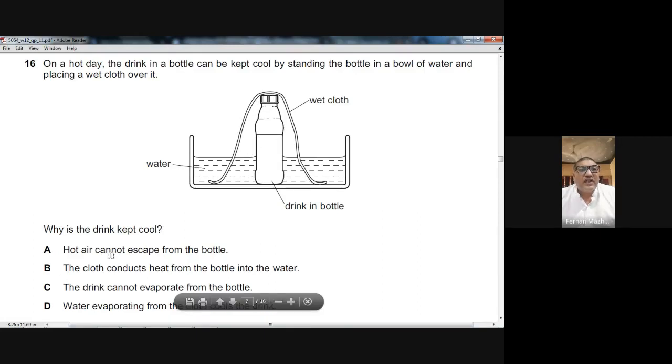So the hot air cannot escape from the bottle? That's wrong. The cloth conducts heat from the bottle into the water? That's wrong. The drink cannot evaporate from the bottle? That is also wrong. The water evaporating from the cloth cools the drink. That is the right choice. Question number 16, D is the right choice, sir.